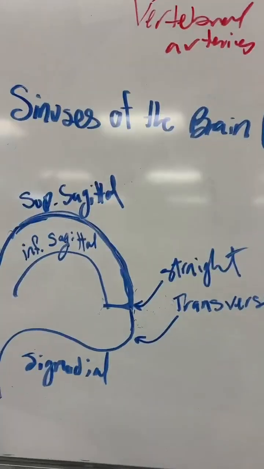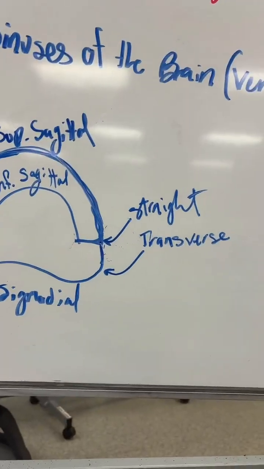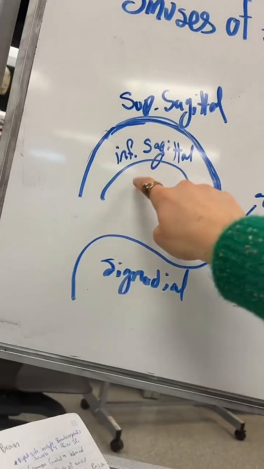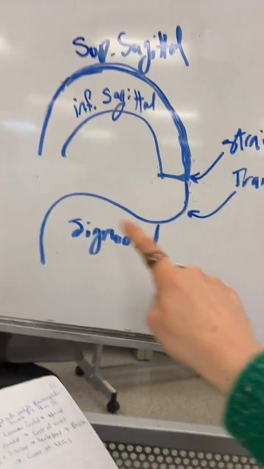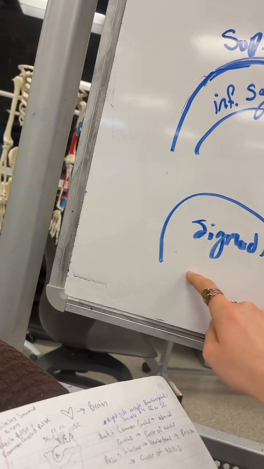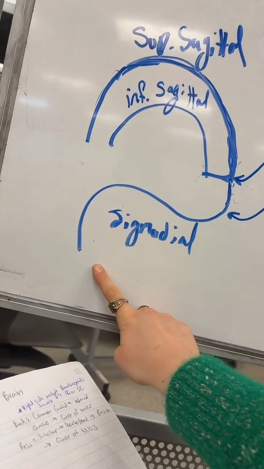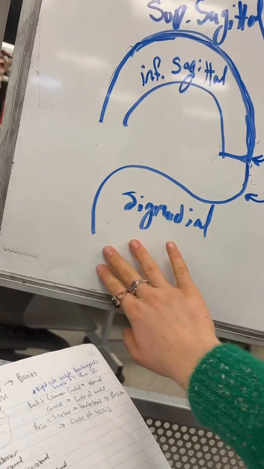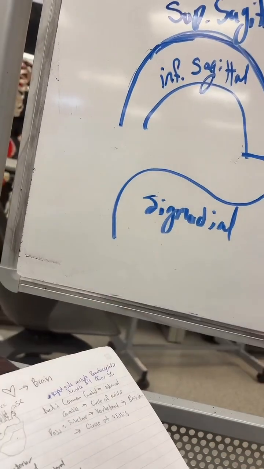I spelled that wrong. This is kind of a drawn out version of how the sinuses of the brain would be. We have the superior, the inferior, the straight, the transverse, and the sigmoid. And this will go down into the internal jugular vein, into the subclavian vein, and yeah.